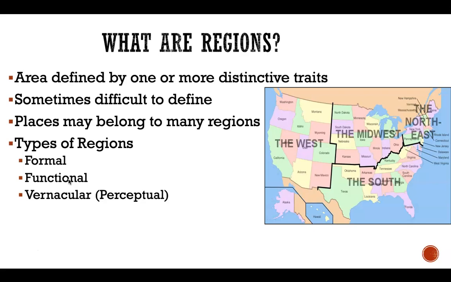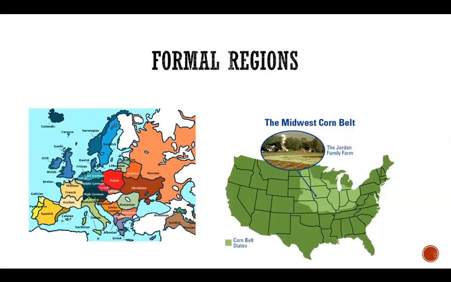The three types we're looking at here. And then keep in mind, places can belong to many regions, right? They can be formal regions that overlap. They overlap. Functional regions can overlap. Perceptual regions, you can belong to that as well as formal and functional regions. So let's take a look at formal regions.